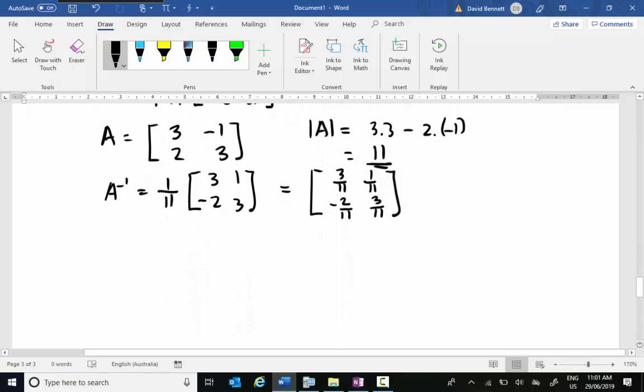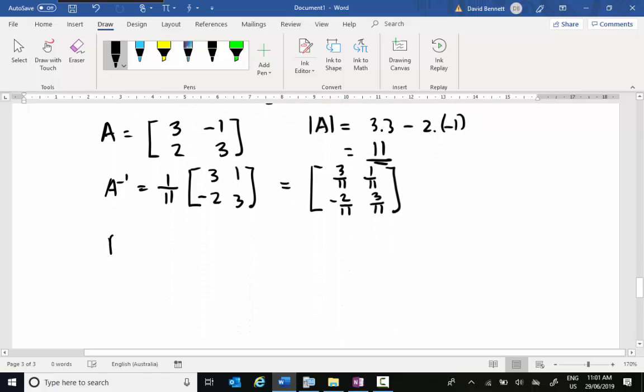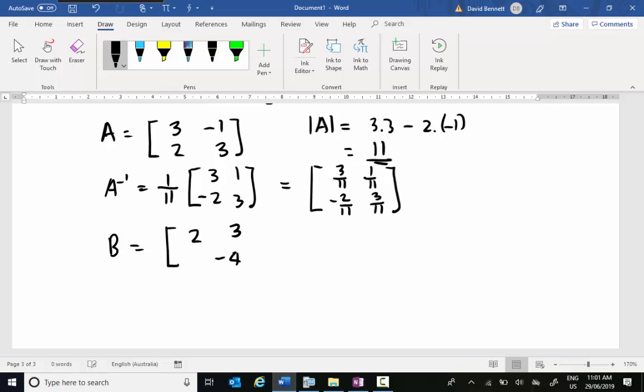Alright, let's do another question. Let's do B. B is equal to, and I'm just going to make it up, 2, -4, 3, -2. Just to put some negatives in here, so you see that the concept works for anything. Sorry, I'll get rid of that equal sign. I don't know why I wrote that there. Okay, let's just do it.